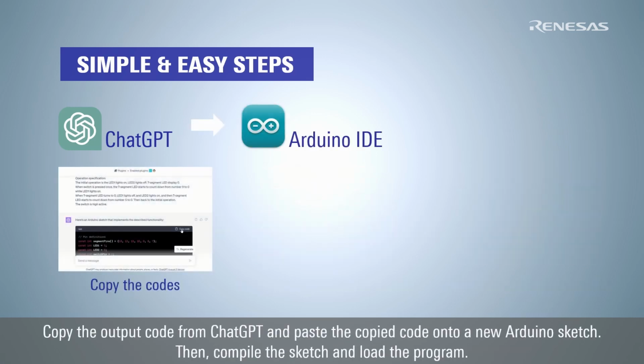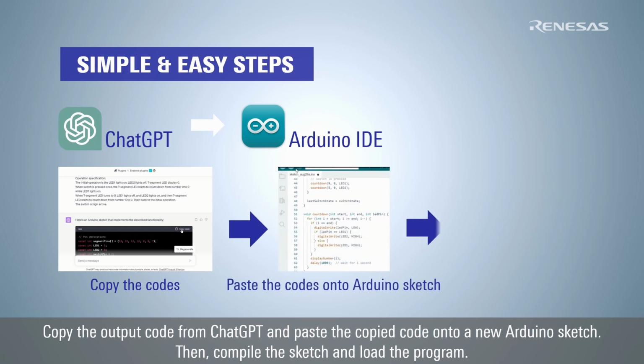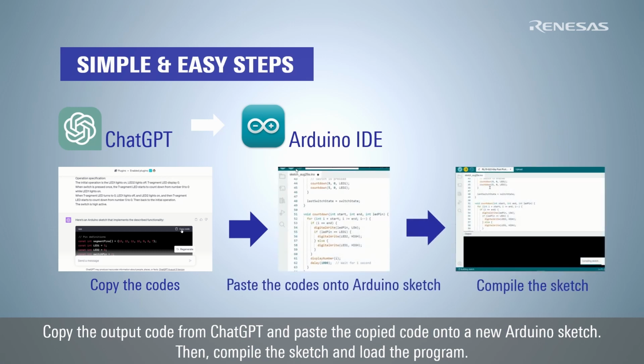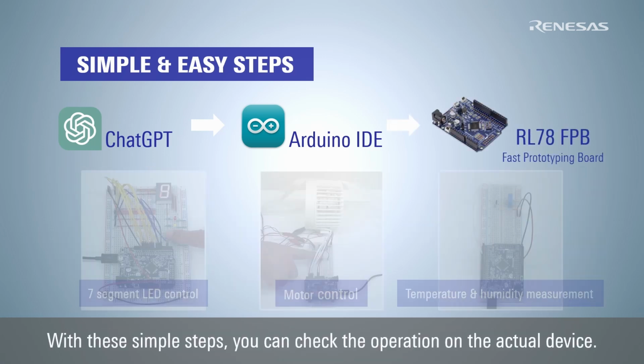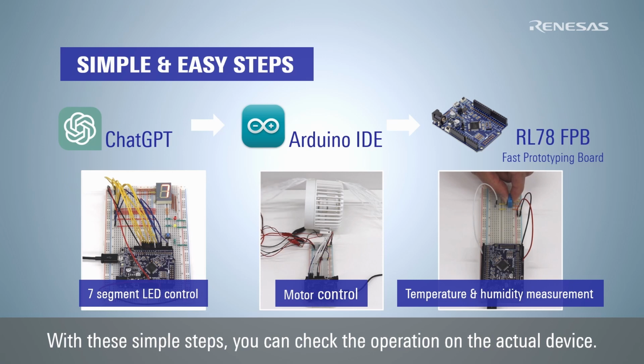Copy the output code from ChatGPT and paste the copied code onto a new Arduino sketch. Then, compile the sketch and load the program. With these simple steps, you can check the operation on the actual device.